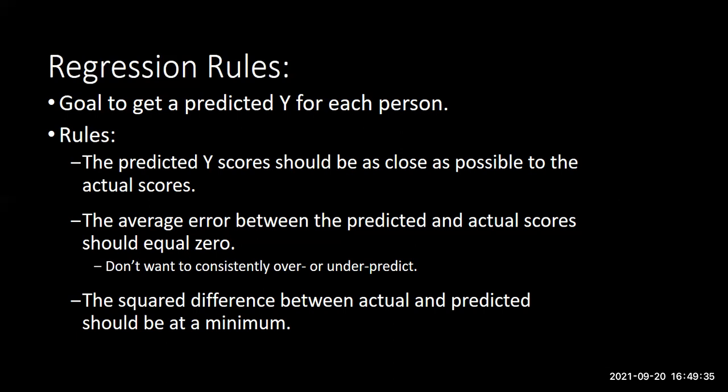And the last one here is the squared difference between an actual score and a predicted score should be as small as possible. Why a squared difference? I'll show you in a second. I won't show you yet.